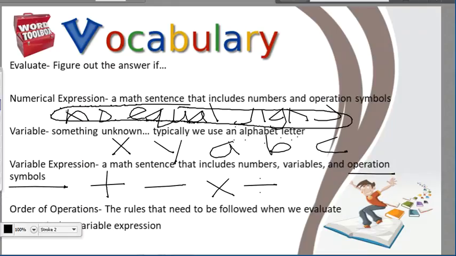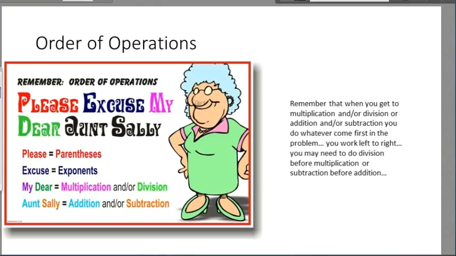The last thing that we want to talk about as far as vocabulary goes is order of operations. The order of operations are the rules that need to be followed when we evaluate a numerical or variable expression. You guys probably learned the order of operations in probably 4th grade. You may have learned it as please excuse my dear Aunt Sally. Basically, the order of operations gives us an order to follow so that we're all following the same order and we come up with the same answer to the math problem.